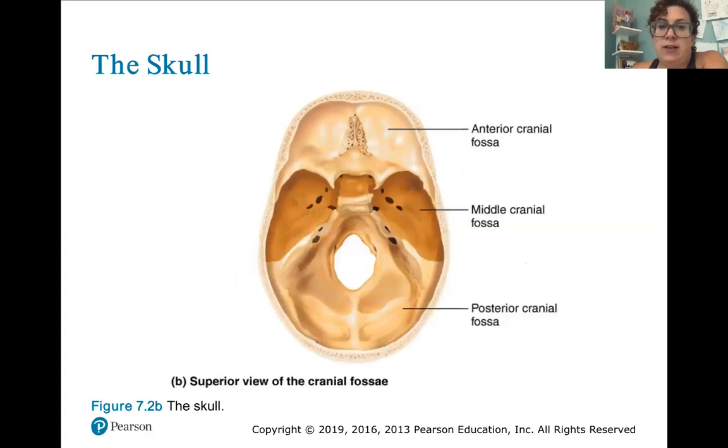If we took this skeleton head and did a cross section, you might have noticed that there are a lot of these fossae, these depressions. There are 3. Why would you think there are fossae and depressions in the skull?